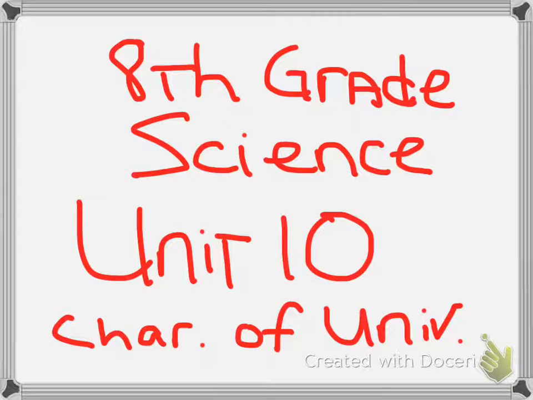Number 4, many of the stars seen in the night sky are much larger than our sun, but appear much smaller. The sun appears larger than larger stars because the sun is A, a yellow star, B, much closer, C, much hotter, or D, much cooler.